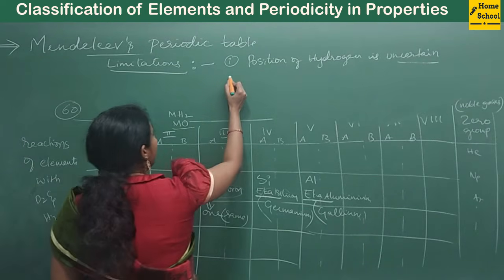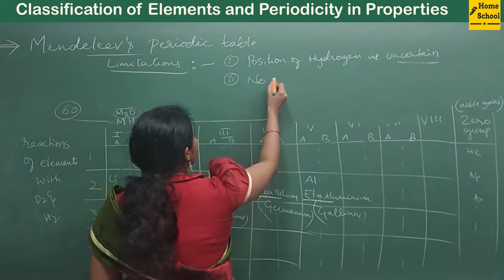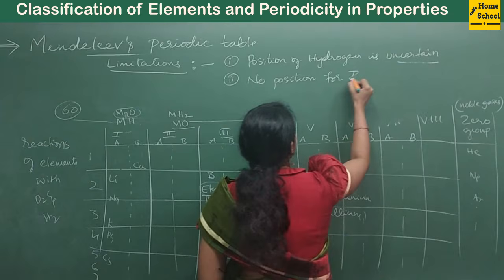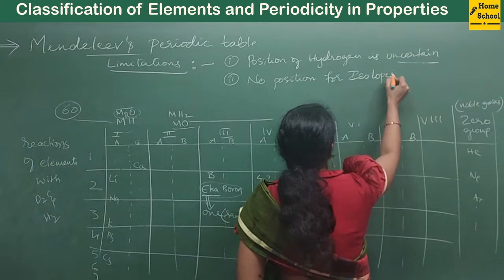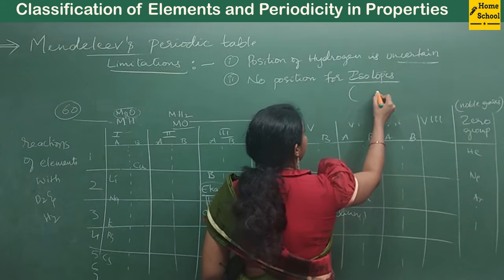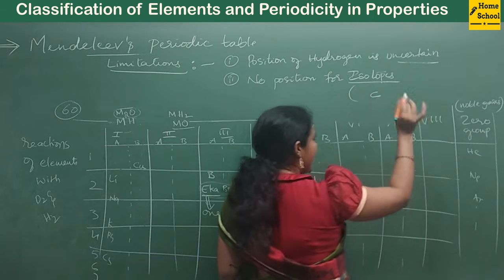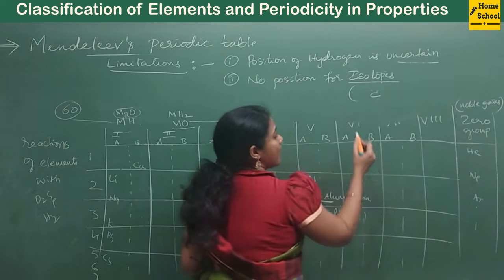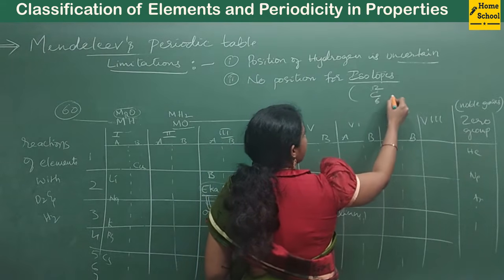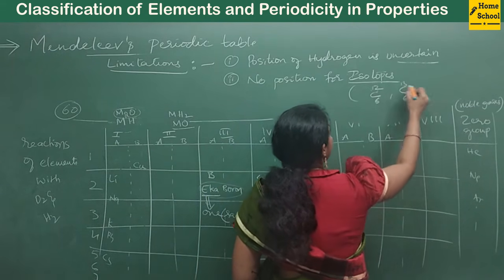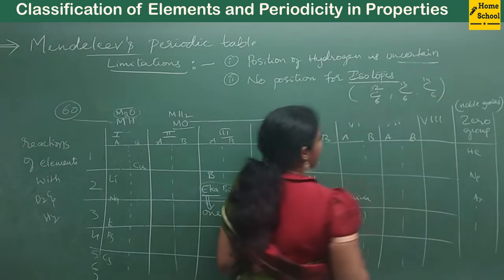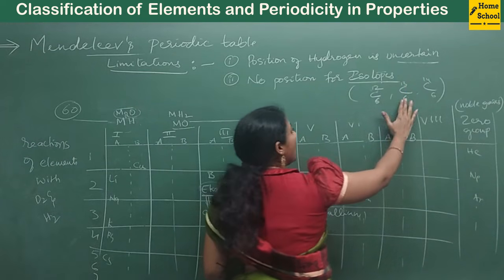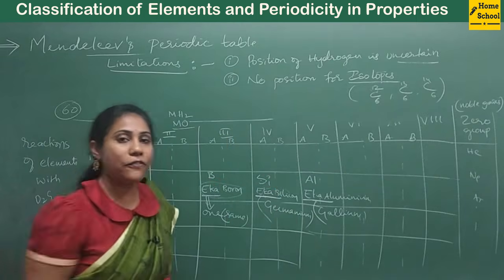And the second one, very importantly, is no position. He did not give any position for isotopes. We all know what isotopes are, right? Isotopes are atoms of the same element; they have the same atomic number but different atomic mass. See, carbon-12, carbon-13, carbon-14, like that. So isotopes are actually atoms of the same element. Atomic number is the same, atomic mass is different.